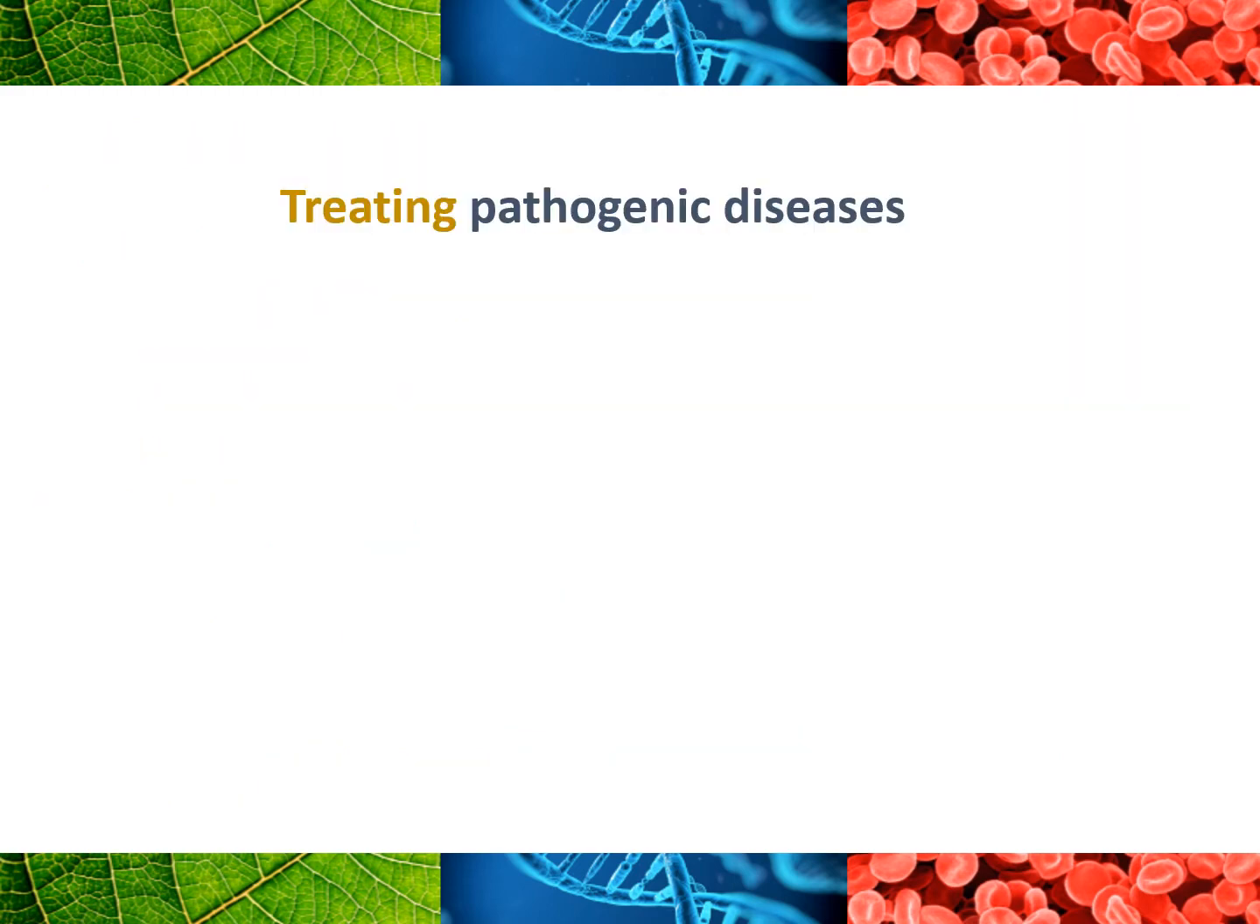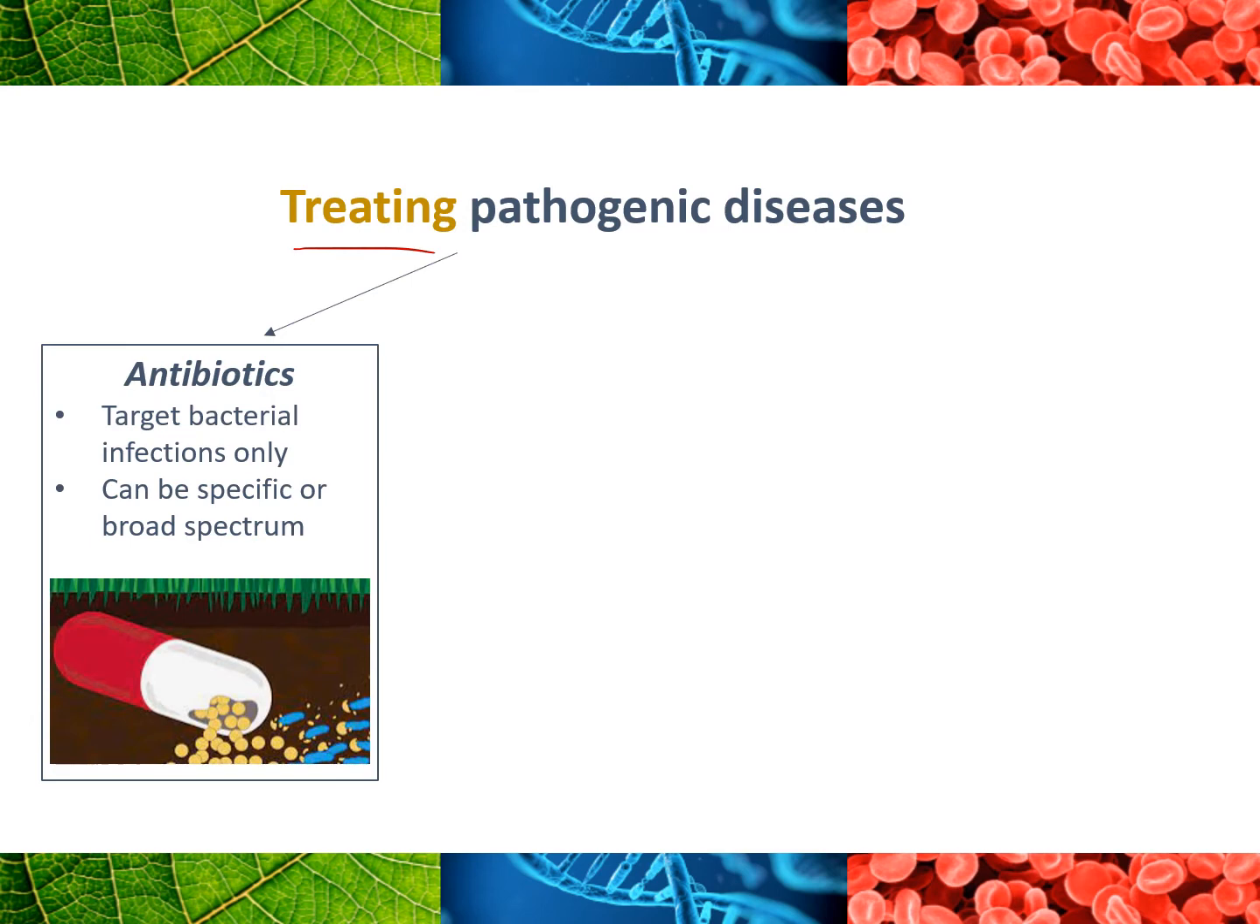All right, we're going to focus the rest of this lesson on different ways of treating pathogenic diseases, so diseases that are caused by pathogens. And we're going to look at three different things. Antibiotics. Antibiotics are used for bacterial infections only. Okay, they will not work on a viral infection. Some antibiotics are specific, meaning a specific antibiotic is used for a specific type of bacterium. Other ones are what we call broad spectrum. So there are some antibiotics that might be effective against 20 different types of bacteria.